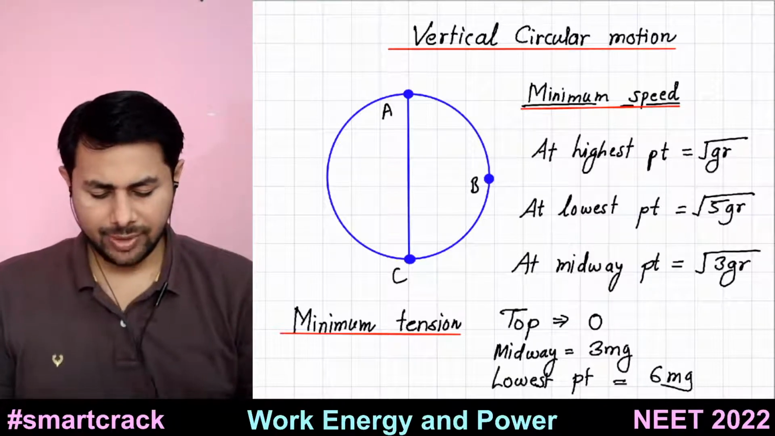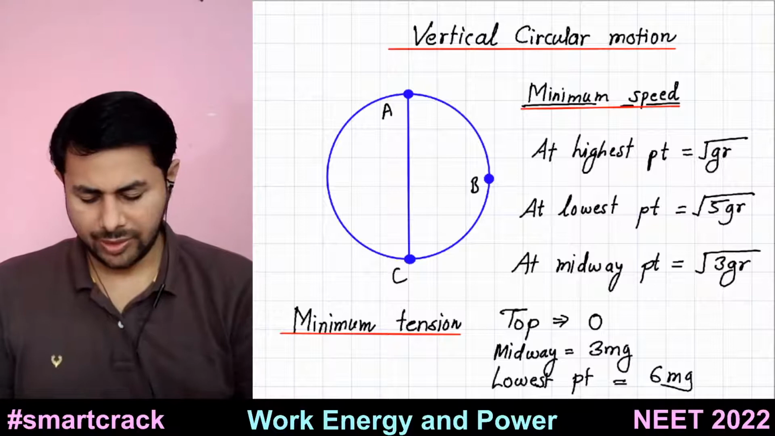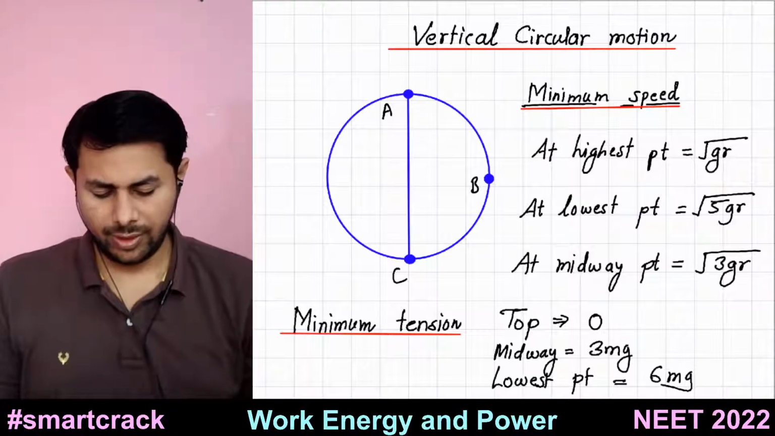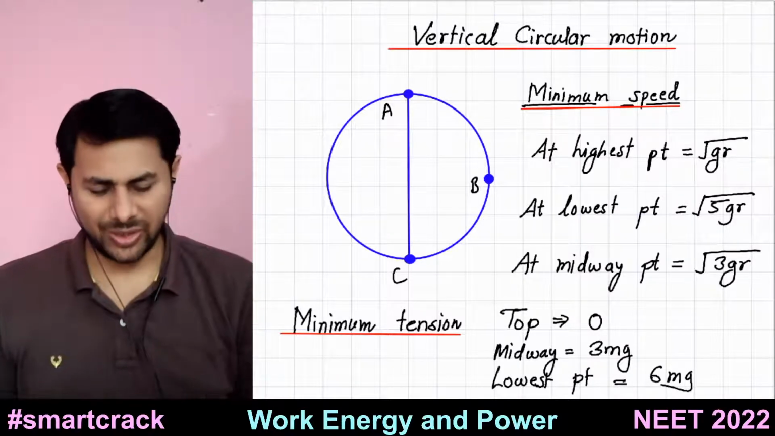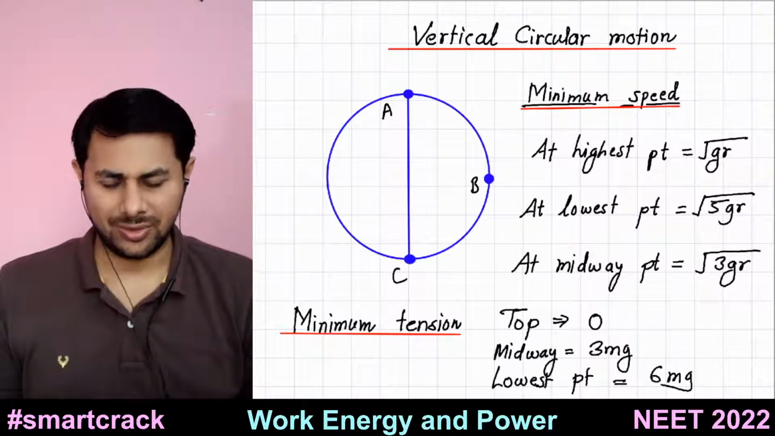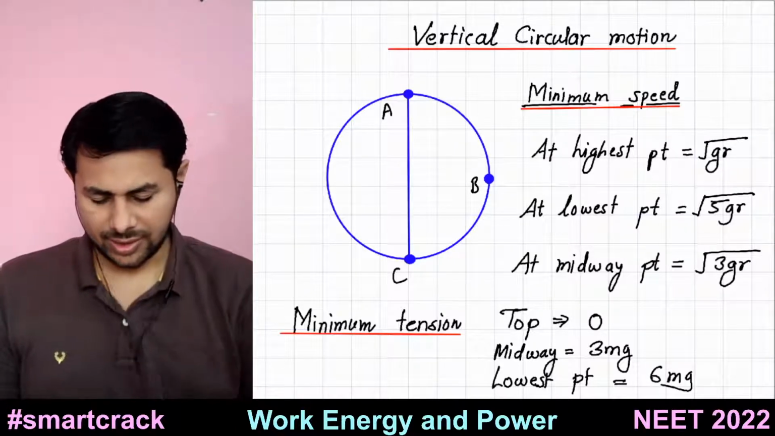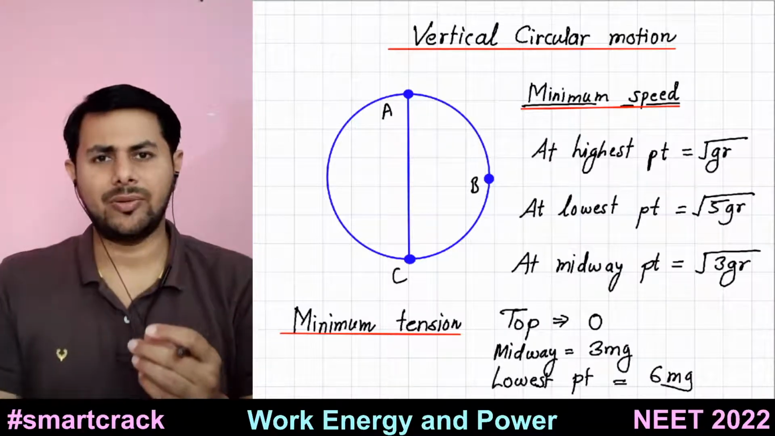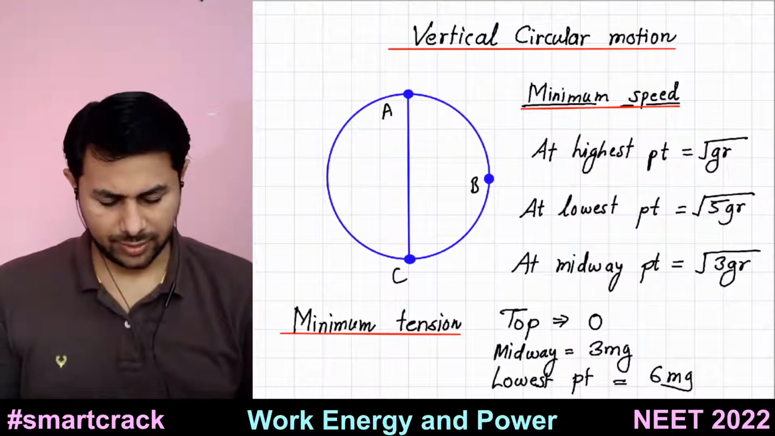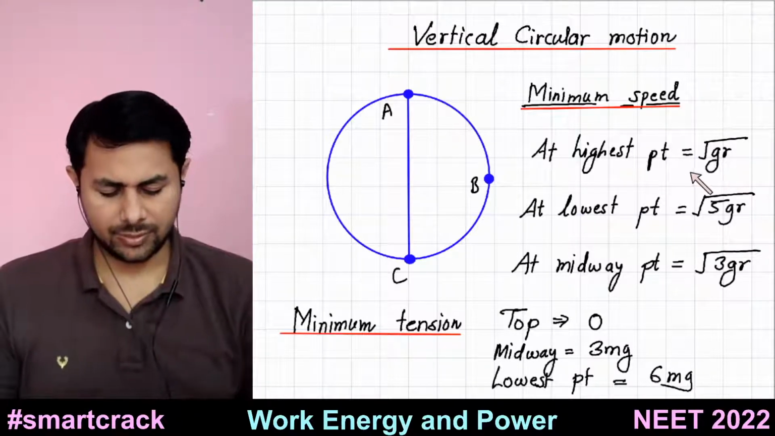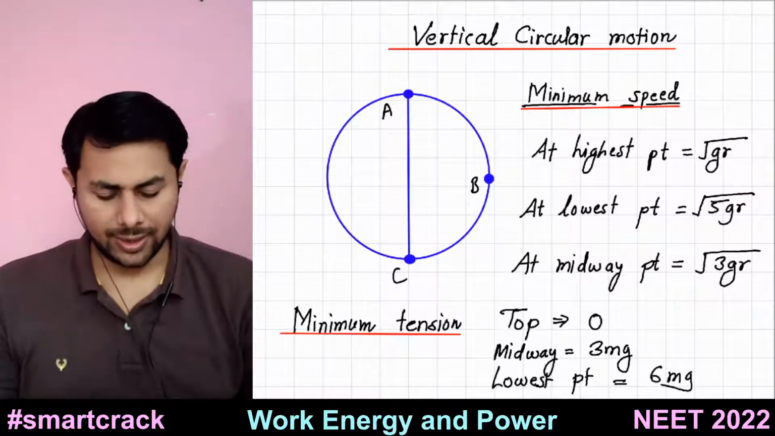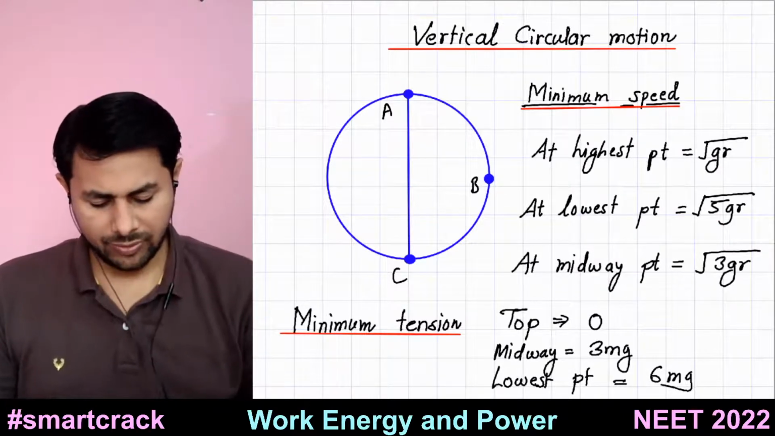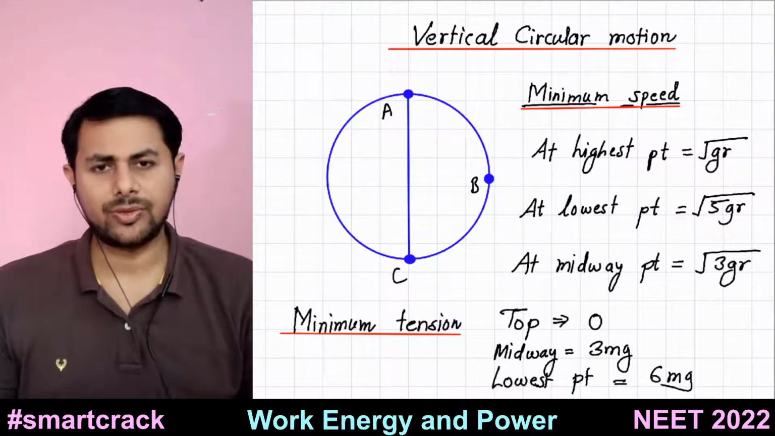So what is its minimum speed? Its minimum speed will be at this topmost point, at the highest point, and the minimum speed at the topmost point will be equal to square root of gr. Okay, this happens when tension in the string is equal to 0 at this point. Okay, it moves at minimum possible centripetal force. So at the highest point the minimum speed is square root of gr. At the lowest point the minimum speed is square root of 5 gr, and at the midway point here it is square root of 3 gr.